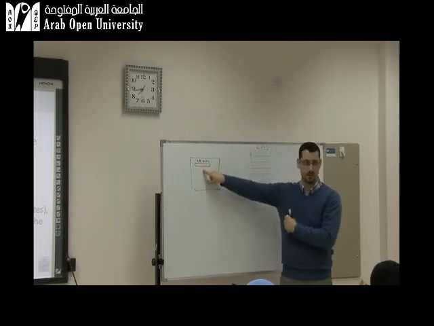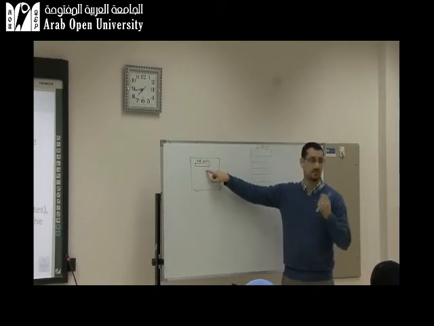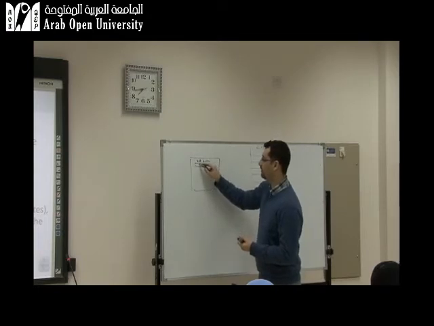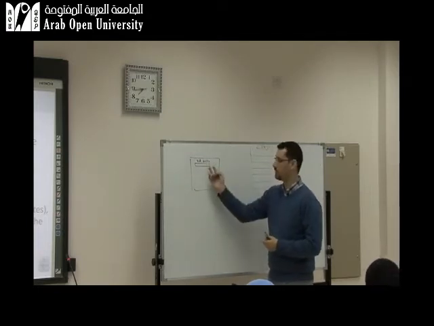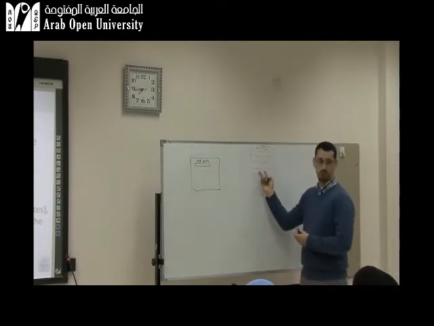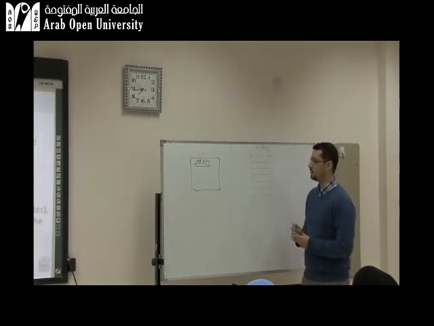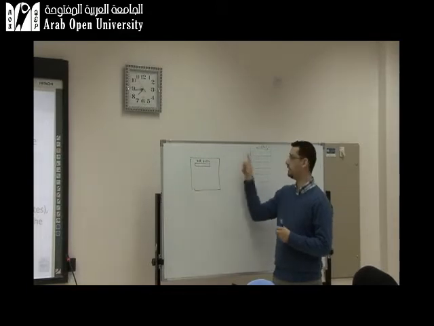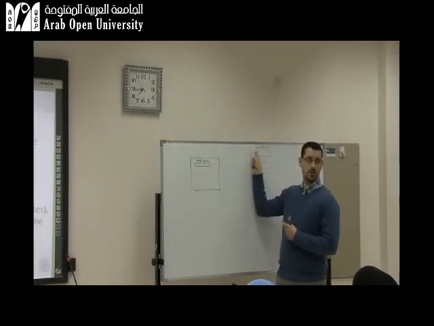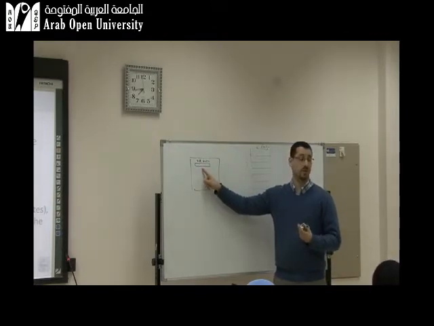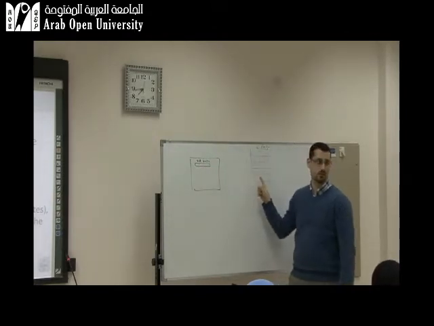We have, in fact, 32 bits, which means 4 bytes. 4 times 8 is 32. So we will divide the content of this register into 4 bytes, and we will store each byte in one location. So in a word addressable memory, to store one word, we need only one location. But in a byte addressable memory, to store one word, we may need more than one location.